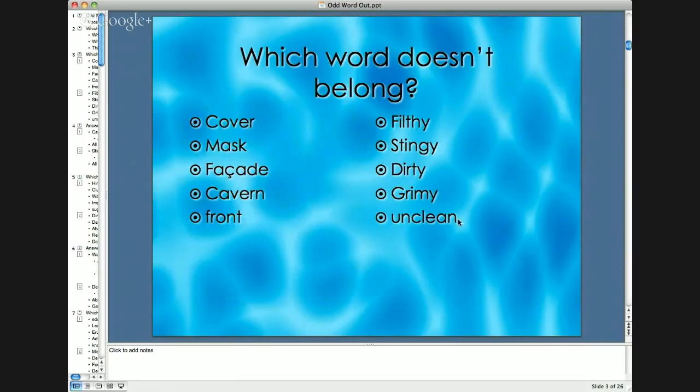We have these words over here. Filthy, stingy, dirty, grimy, unclean. Take a moment to look up any words that you don't know the meanings of.